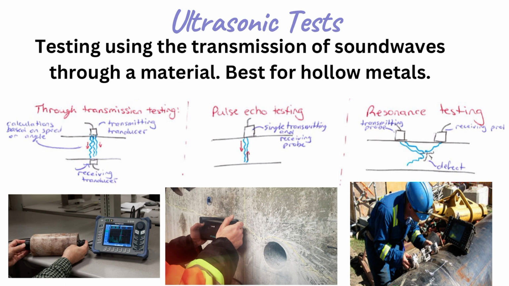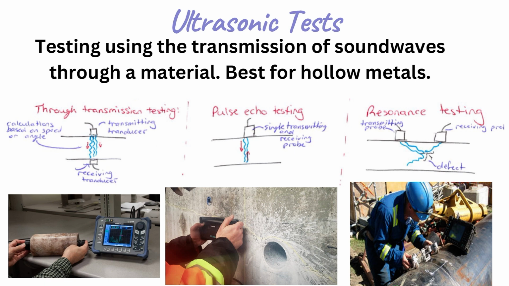So there are three key types of ultrasonic testing. You have through transmission testing, pulse echo testing, and resonance testing. They all work on a similar principle in that they all transmit different sound waves, and the collection of these sound waves determines what the internals of the material is like. So through transmission testing, you have a transmitting transducer on one side and a receiving one on the other side of the material, so you have to access both sides. And calculations are based on the speed of the sound wave that is received or the angle at which it is received, and these can reveal the internal flaws.